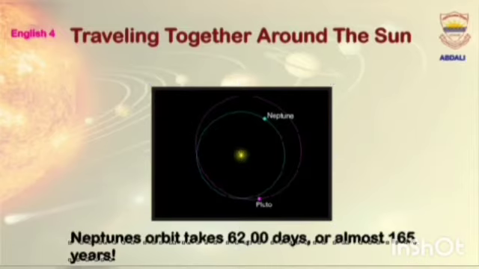Look at the picture. Neptune's orbit takes 6200 days or almost 165 years. Students, can you tell me how many days or years Neptune takes to complete one orbit? Tell me. Neptune's orbit takes 6200 days or almost 165 years. Very informative answer, students.